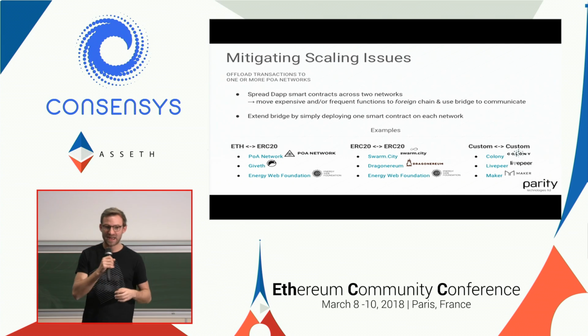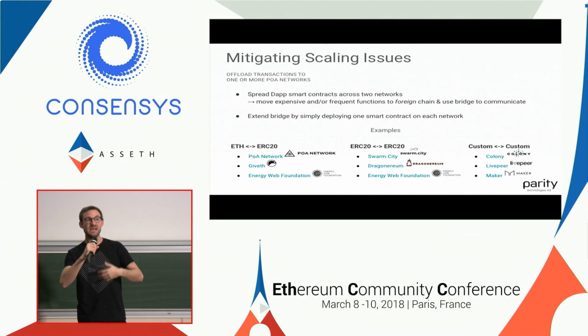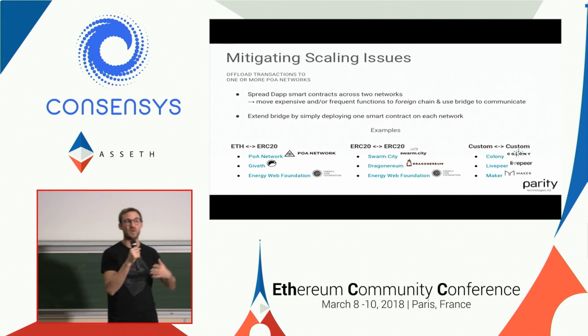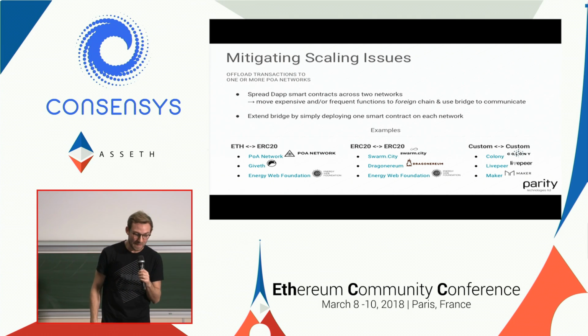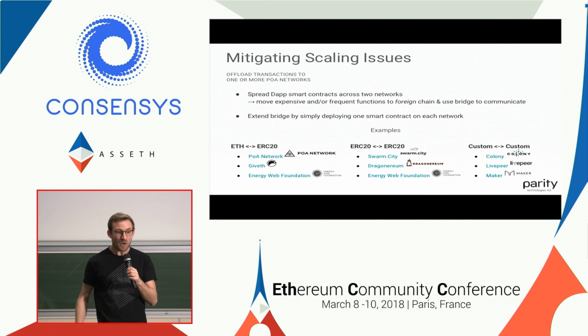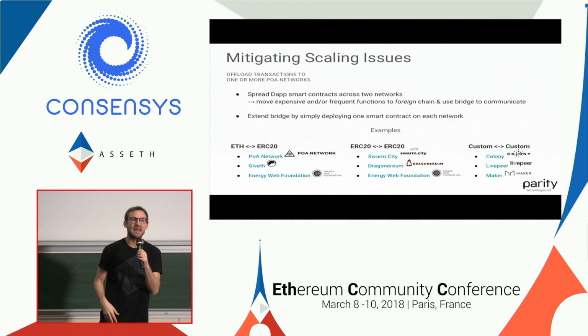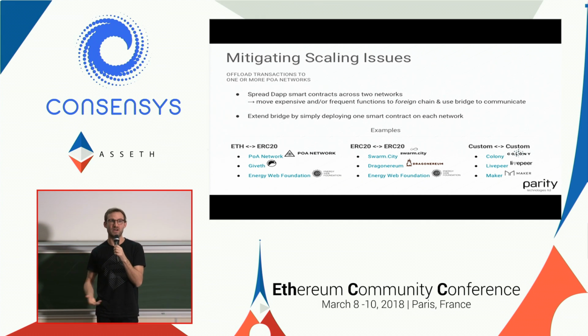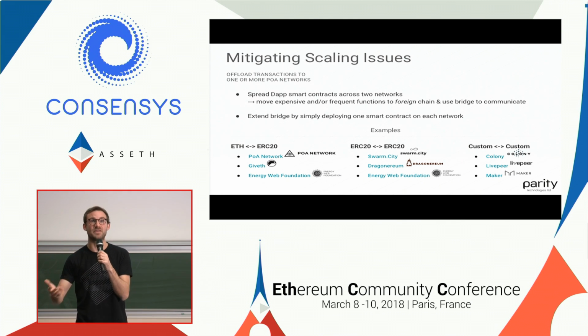So how can that mitigate scaling issues that we have right now? How can that help Dapp teams that are in a state where they have contracts that they want to test with real Ether? Well, two things, right? We can offload the transaction load to another network. And since we already have proof of authority networks that provide more throughput than what is possible on the Ethereum main chain, that can really help.